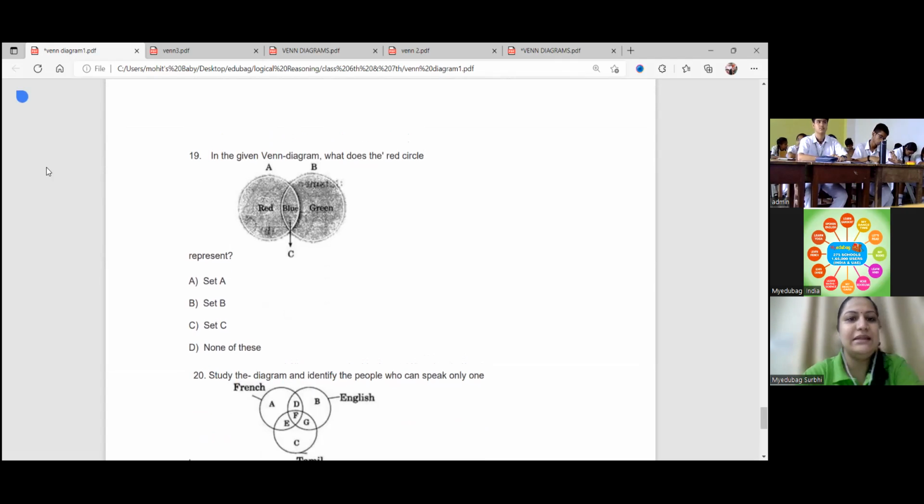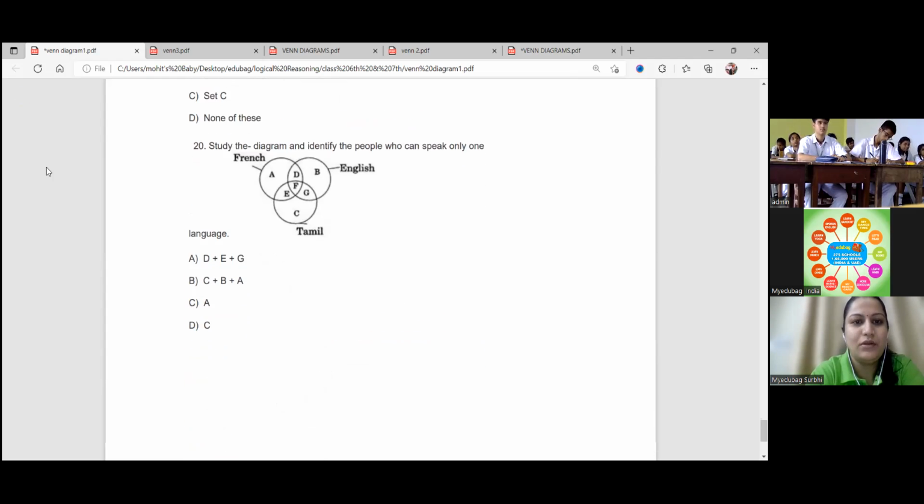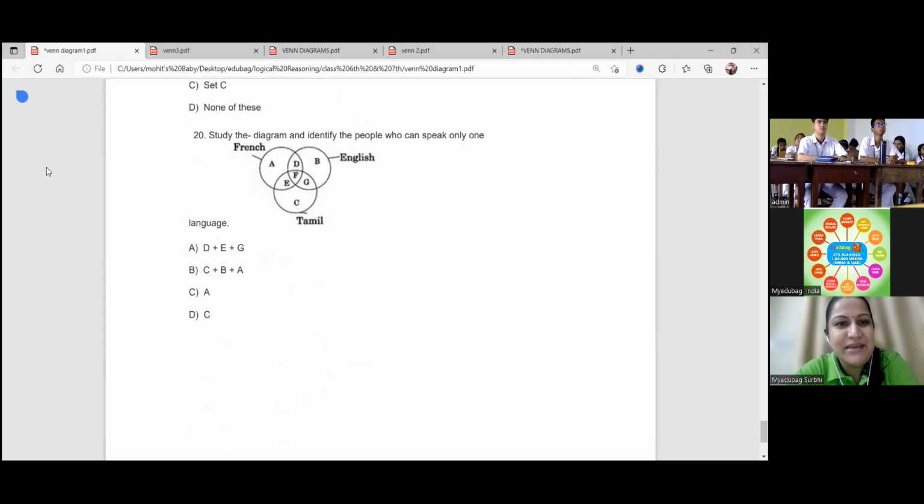Okay. Question 19. In the given Venn diagram, what does the red circle represent? Set of A. Correct. Study the diagram and identify the people who can speak only one language. It is one or two. Just show like that. Two. Answer is two. A plus B plus C. These are the only people who are studying one language. Clear? So this was our first exercise.